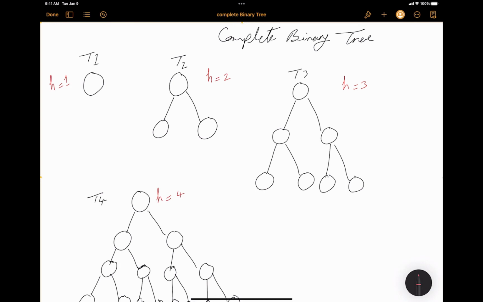So let's go to the definition of the complete binary tree. A complete binary tree, first of all, is a binary tree. It means that each node has at most 2 children, the left child and the right child. And in a complete binary tree, each node except the leaves has exactly 2 children.